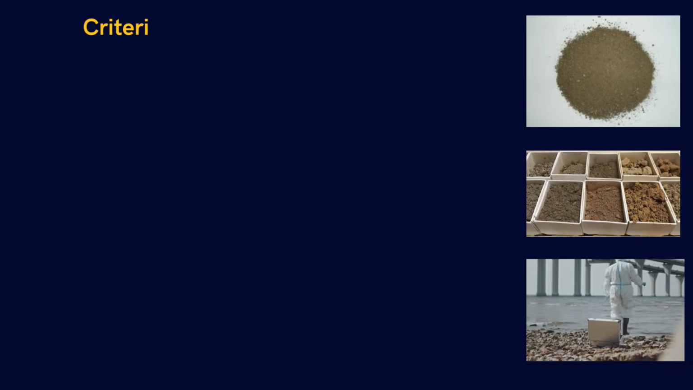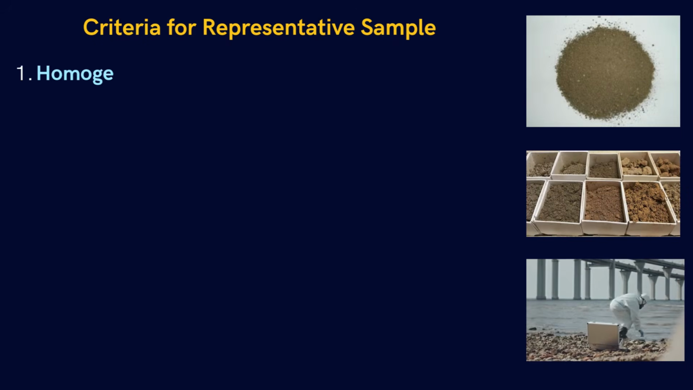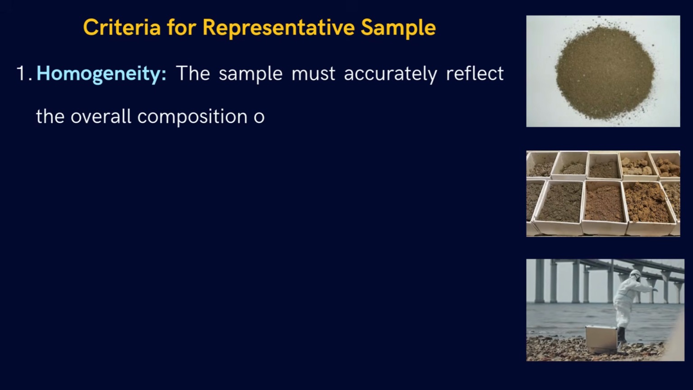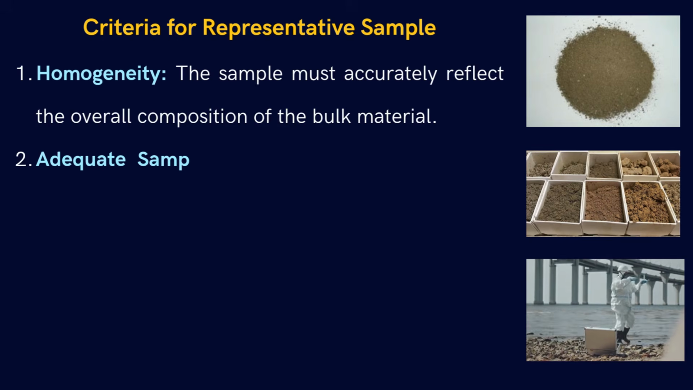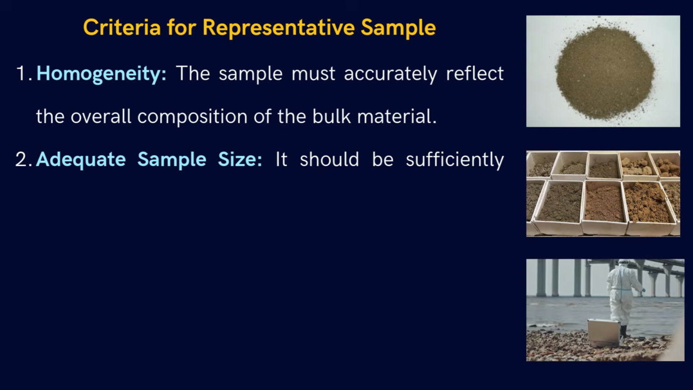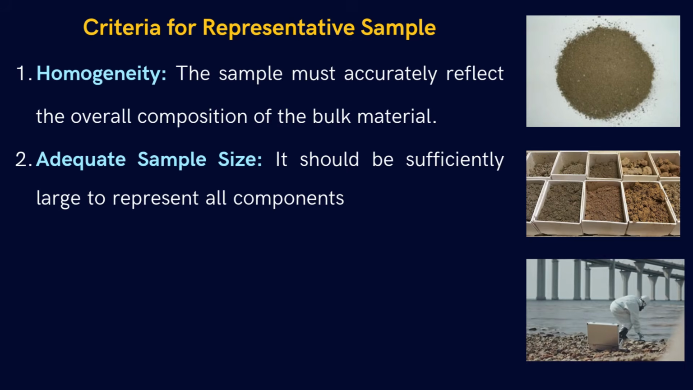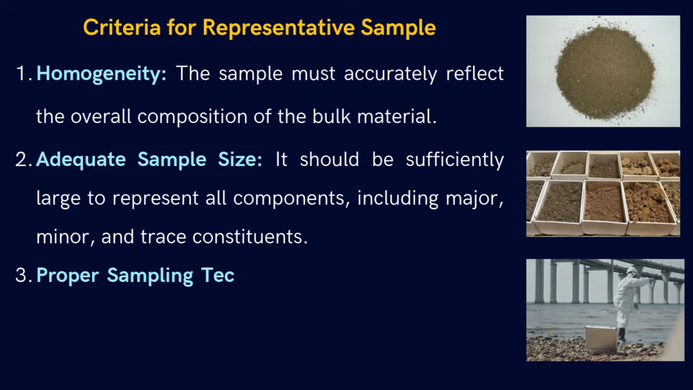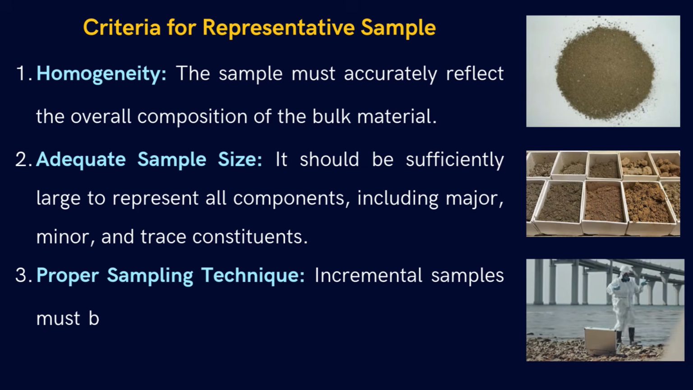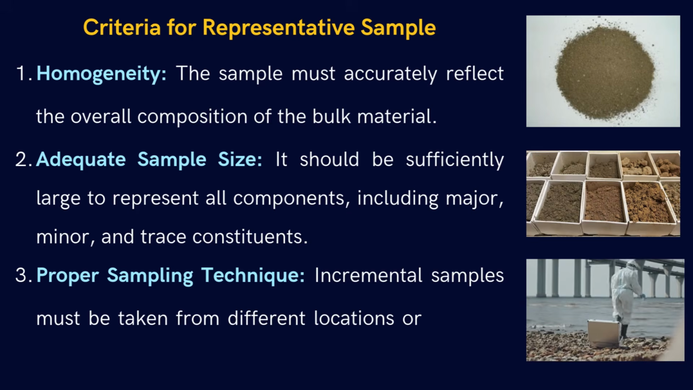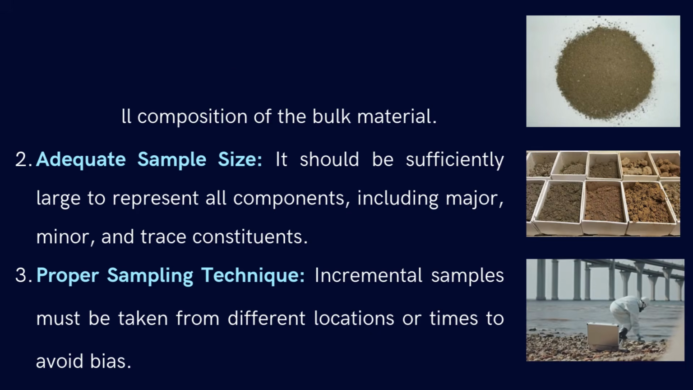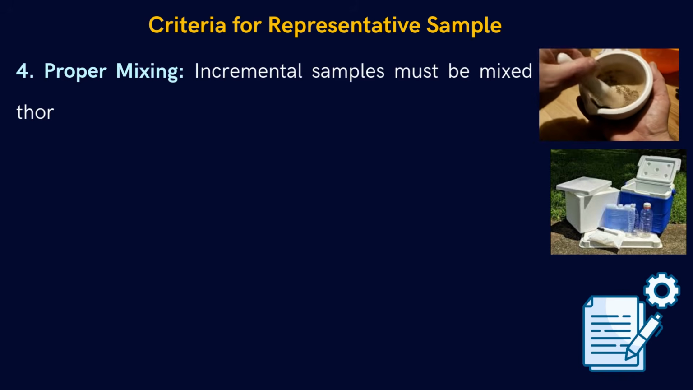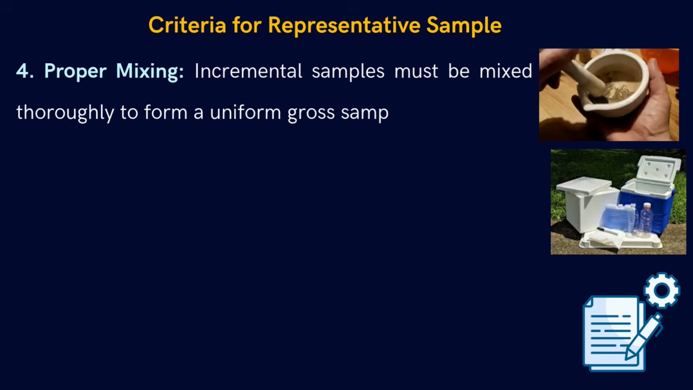Next, what are the criteria for a representative sample? First one is homogeneity. The sample must accurately reflect the overall composition of the bulk material. Second one is adequate sample size. It should be sufficiently large to represent all components, including major, minor, and trace constituents. Third one is proper sampling technique. Incremental samples must be taken from different locations or times to avoid bias. Further, fourth one is proper mixing. Incremental samples must be mixed thoroughly to form a uniform gross sample.